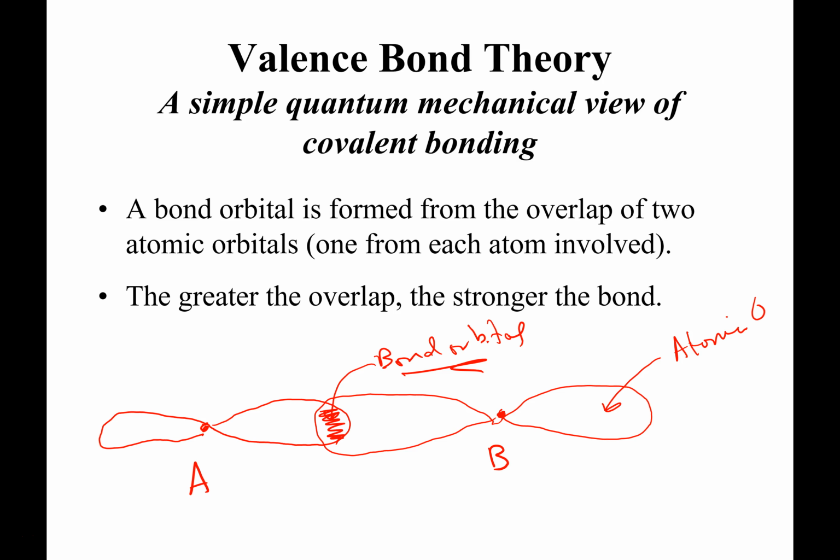Now, depending upon the nature of the atoms involved, you'll have more of an overlap for a stronger bond, which takes more energy to break. These are covalent bonds. Or there may be less overlap, and it'll be easier to break. So definitely not all covalent bonds are created equal.